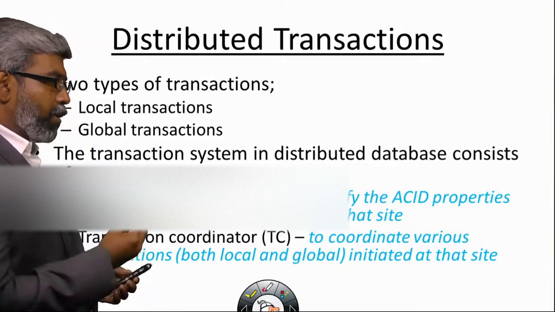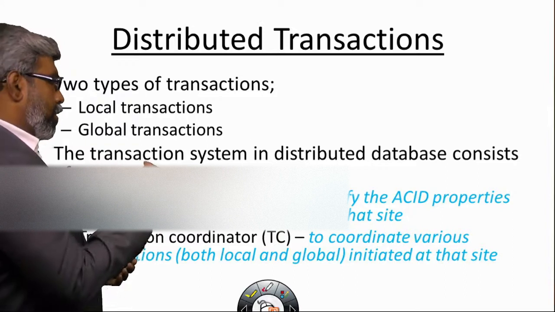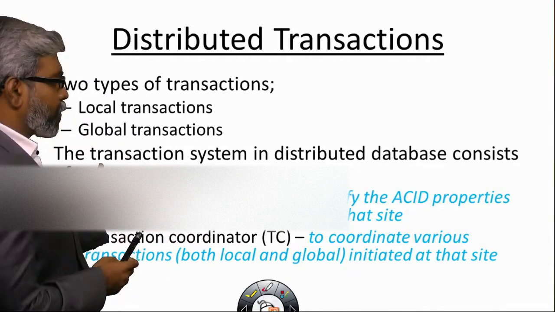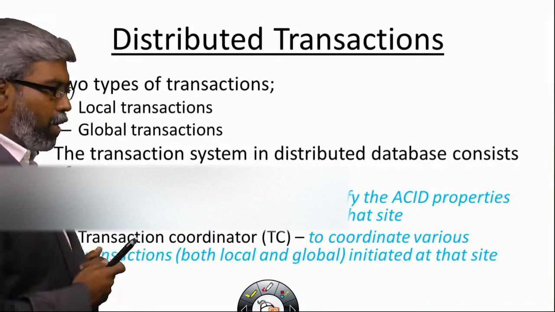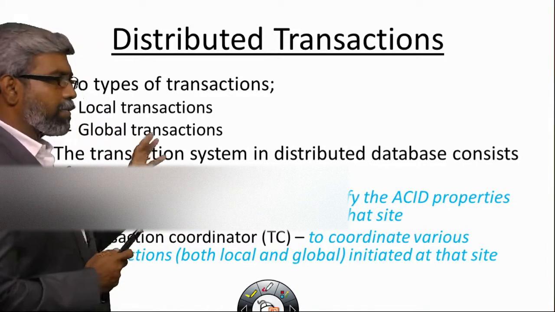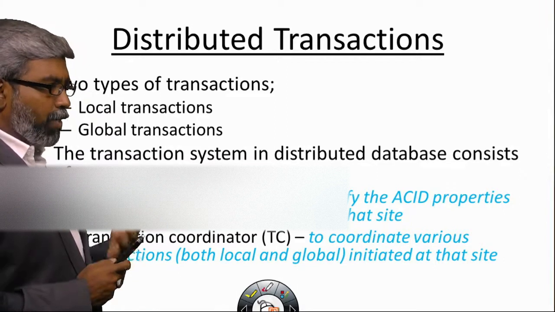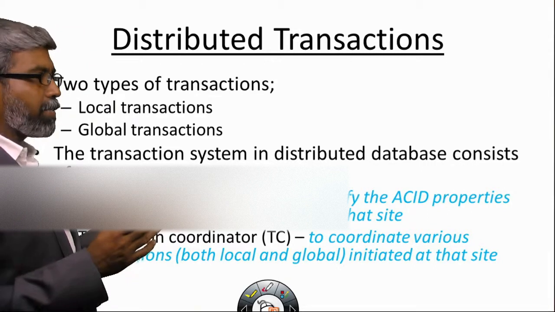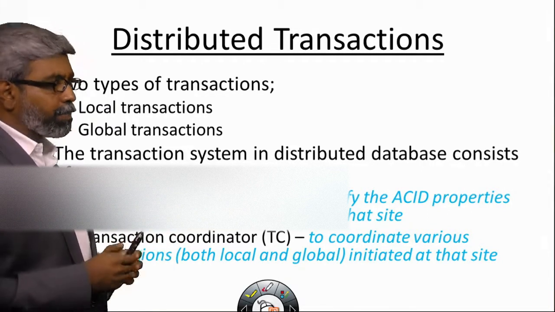If I am requesting some data from site A, which is located in one particular location, and I am local to that location, in that case we call that a local transaction. That is, the server has all the data which I require, and it is going to respond to my request, and I access my data through a local transaction.